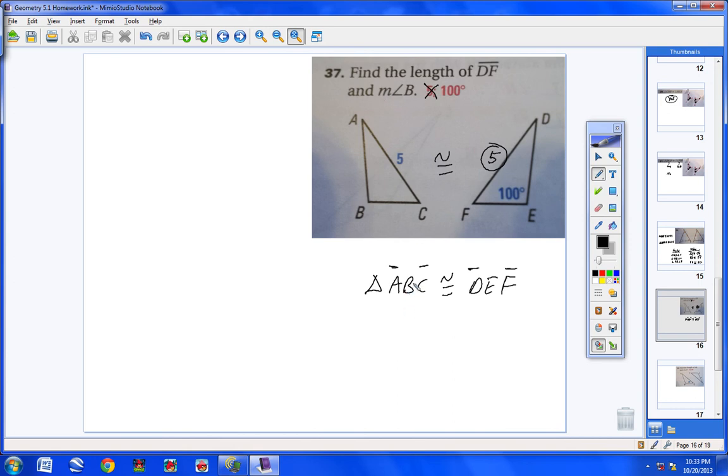Now, here's angle B right here in the middle. Let's come over here and notice that angle E is in the middle. So B and E are congruent. The measure of angle E is 100 degrees. So that means the measure of angle B must also be 100 degrees. Okay? All right, let's go ahead and try the next problem.